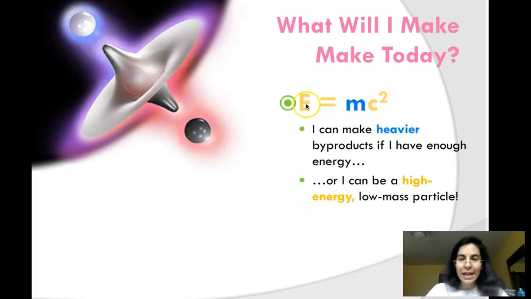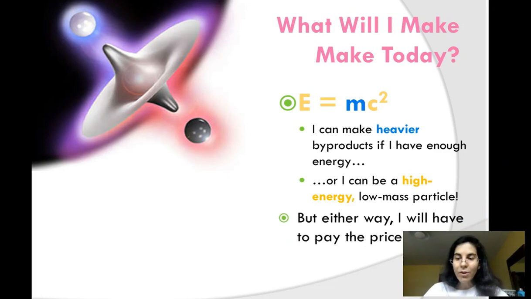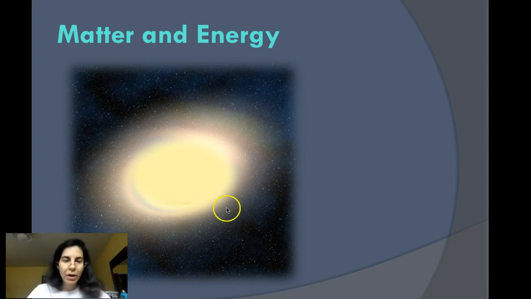If you have enough E in that particle collision, you can make mc squared. You can make heavier m, or you can leave the m the way it is, or less m if the vector bosons have anything to say about it, as you have a tremendously high kinetic energy, a low mass particle moving very, very energetically. But either way, you're going to have to pay the price. What's the price? Price is matter count.